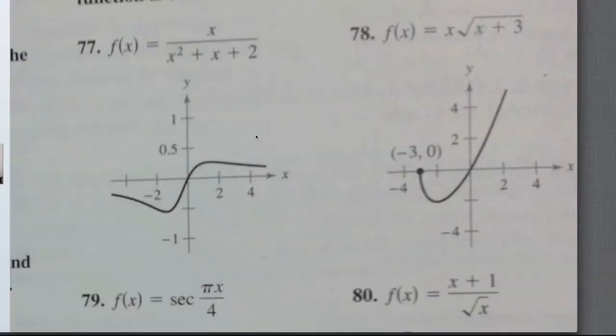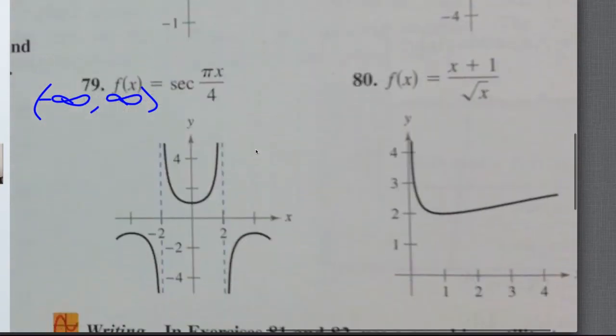77 says, what does it say? Describe the intervals on which the function is continuous. So on 77, where is the function continuous? Everywhere. Now, how do I describe that interval? Negative infinity to infinity. So I would say on the interval, negative infinity to infinity.